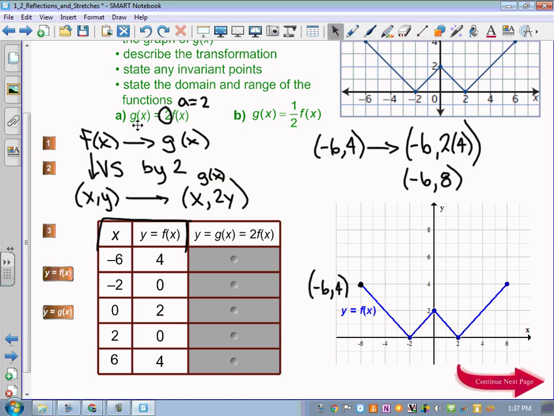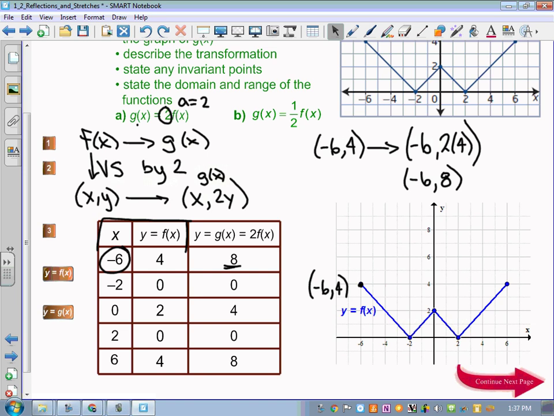Now, they show that in the table, but they are just showing that for the input of -6, so we would still be putting -6 into the function, and on g of x, we get an output of +8. And all that's happening in this table is all of the y values are getting multiplied by 2.